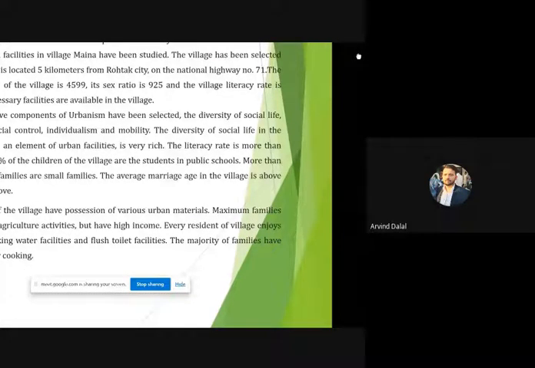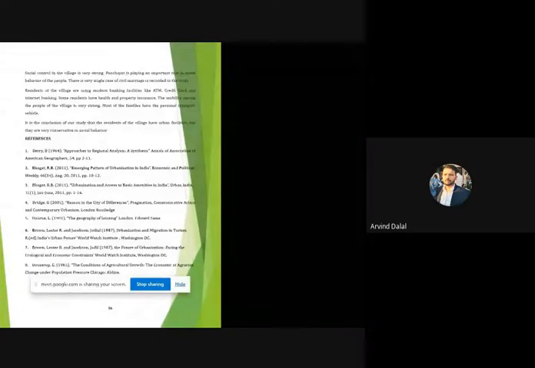And most of the families are using various urban materials. Maximum families are involved in agriculture activities but have high income. Every resident of the village enjoys electricity, drinking water facility, and flush toilet facilities. The majority of families have LPG facility for gas cooking. Social control in the village is very strong. Panchayat is playing an important role in the social behavior of the people.